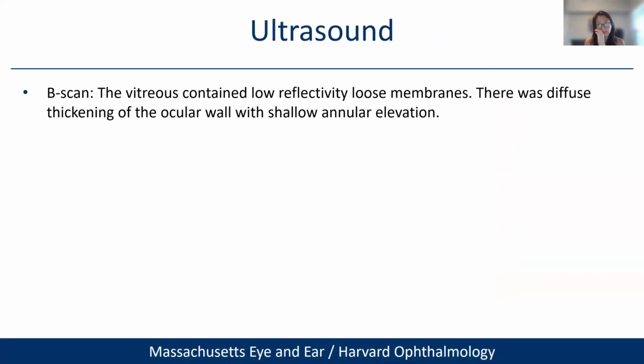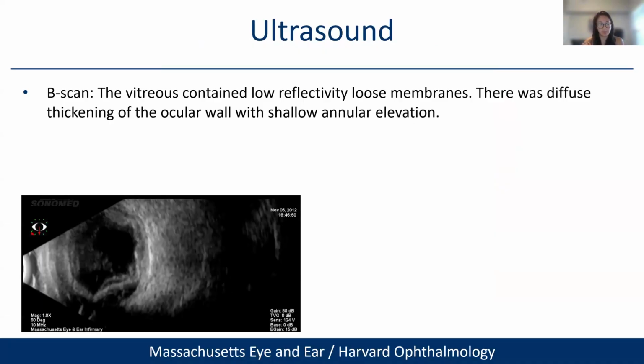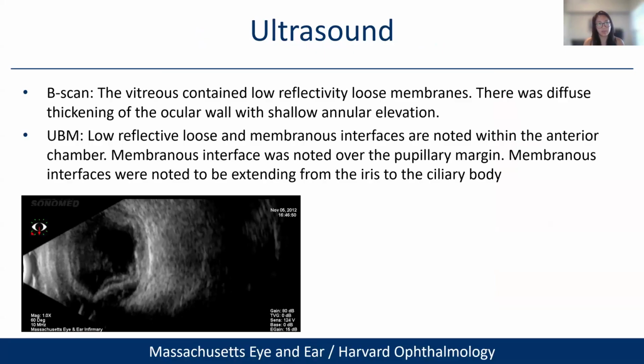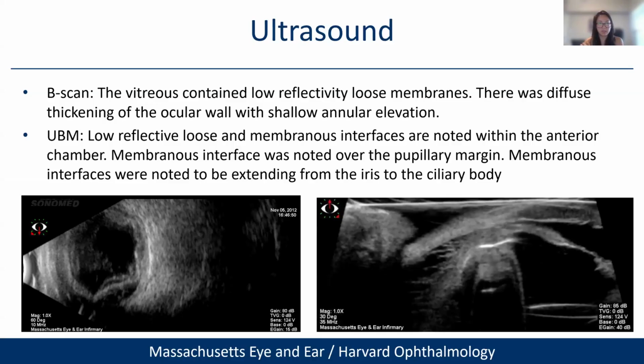An ultrasound was performed given the poor view, and it was noted that the vitreous had some loose membranes and there was diffuse thickening of the ocular walls. Here we see a pretty impressive choroidal thickening. And then the UBM also showed some different membranous formations across the pupillary margin and as well from the iris ciliary body. Here again, we see some of that choroidal thickening. The pupillary membranes are difficult to appreciate in this slice of the UBM.